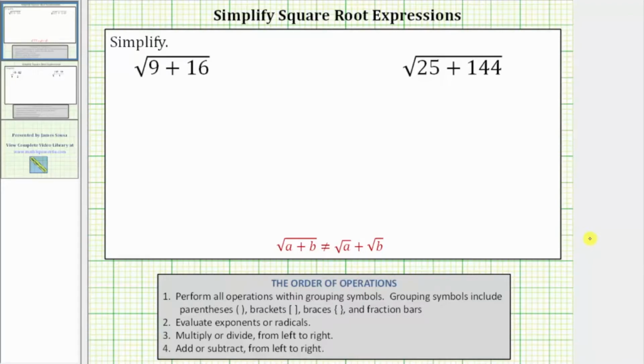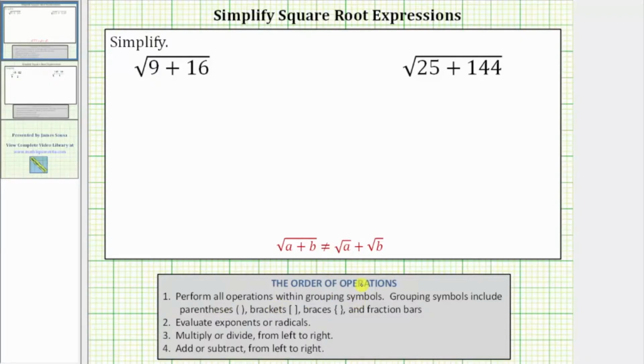We are asked to simplify the given square root expressions. In the first example, we have the square root of the quantity 9 plus 16. I included the order of operations below because notice how the first step in the order of operations is to perform all operations within grouping symbols or parentheses.